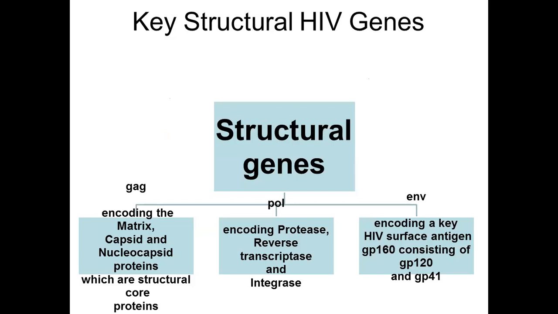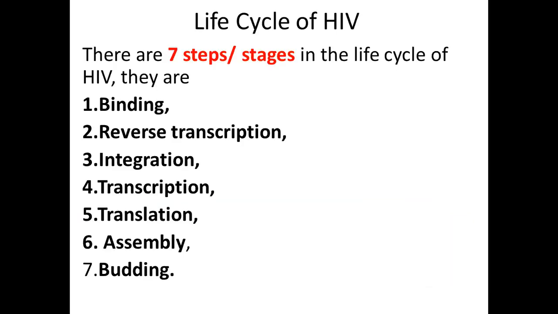And inside this, the protease, reverse transcriptase and integrase enzymes are present. Because of these, its structural integrity is maintained. The envelope proteins are in the outer structure, and they have surface antigens labeled as GP160, consisting of GP120 and GP41. These are the names which you have to learn, present in the HIV.